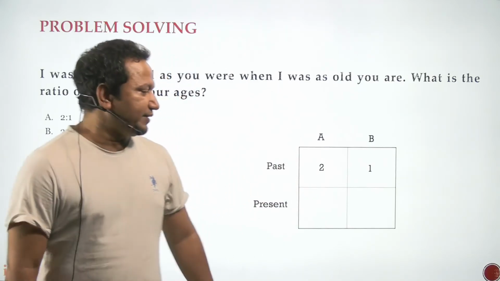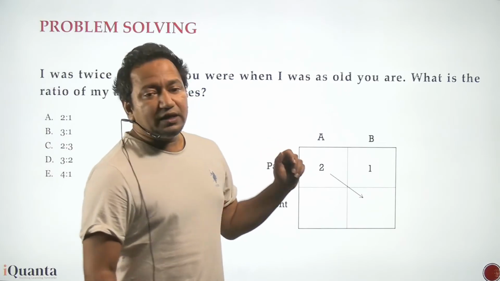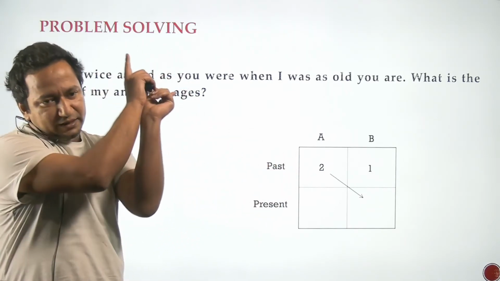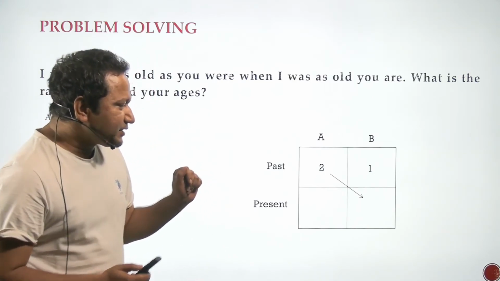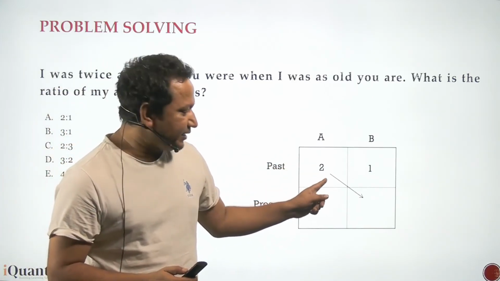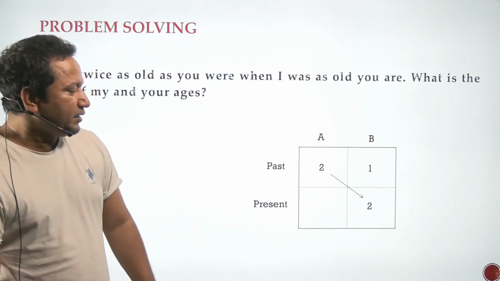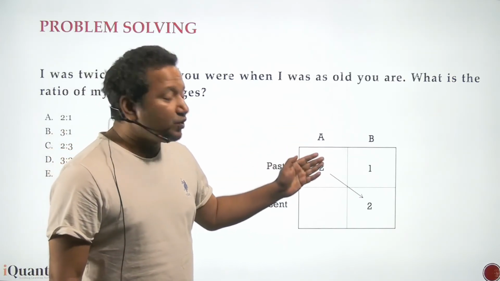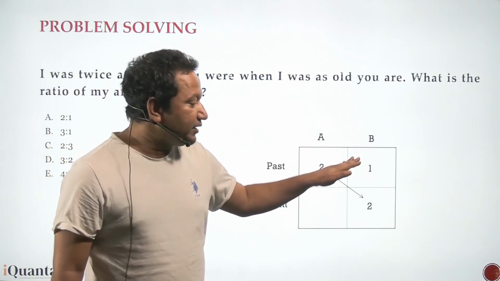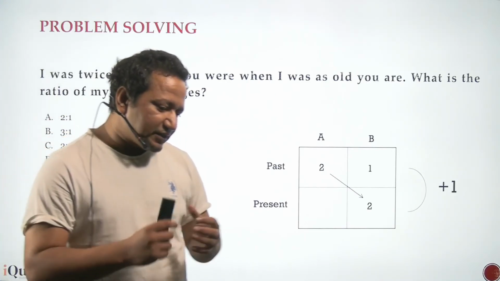All right. What happens next? According to the question, whatever the age of A was in the past, that is B's age in the present. So I can copy this over here as well. Okay, let's do that. Now what? From the past to the present, the growth in age of B is 1 unit. Now, this is where the trick lies.